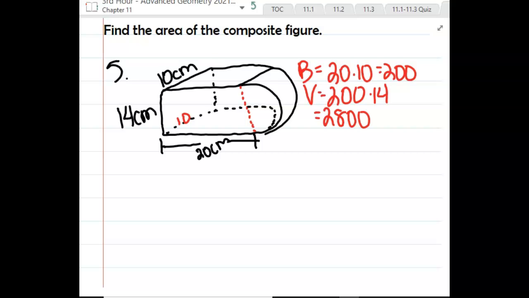Now let's go over here to this right-hand area. What is that right-hand area? It's a half circle. I had somebody last class say a semi-cylinder. I like that. That's good. It's a good word, right? So it's half of a cylinder. So let's find the volume of the entire cylinder.